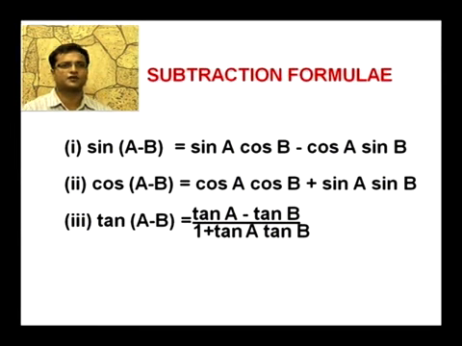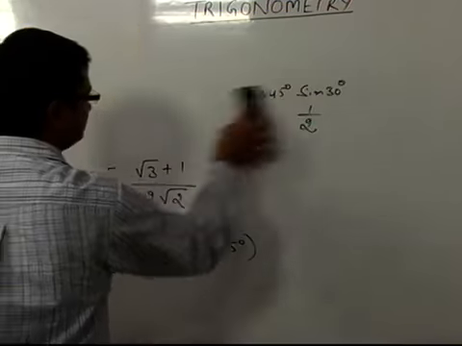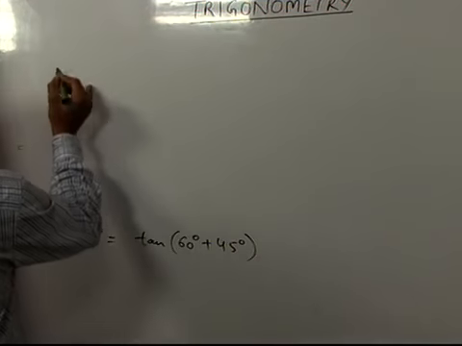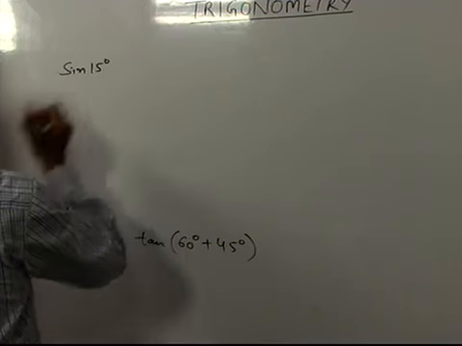Next are subtraction formulae. First is for sine of A minus B: sin A cos B minus cos A sin B, and the second is for cos A minus B: cos A cos B plus sin A sin B, and the third is tangent of A minus B, that is equal to tangent A minus tangent B upon 1 plus tangent A tangent B. With the help of subtraction formulae, we can find the trigonometry ratios of 15 degree.